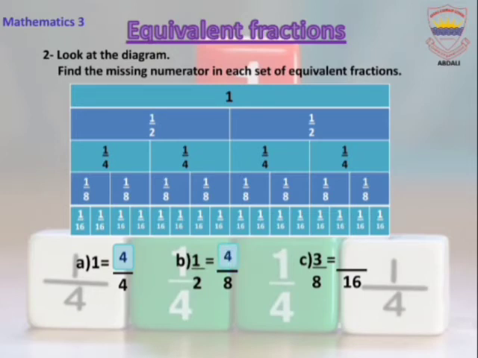In part B, 1 by 2 is equal to 4 by 8. We get 4 in the numerator place because when we multiply 2 by 4 we get 8, and when we multiply 1 by 4 we get 4. Now in part C, 3 by 8 is equal to 6 by 16. We get our numerator 6 because when we multiply 8 by 2 we get 16, and when we multiply 3 by 2 we get 6.